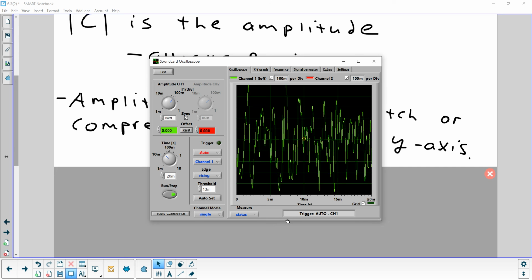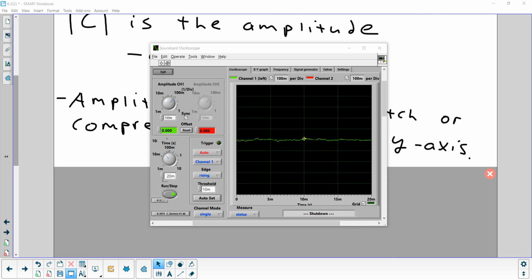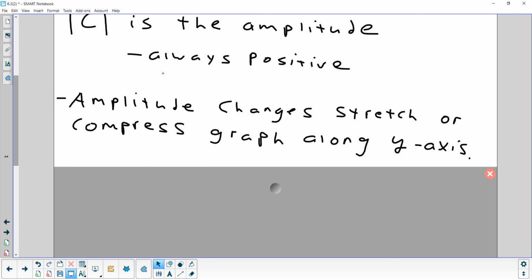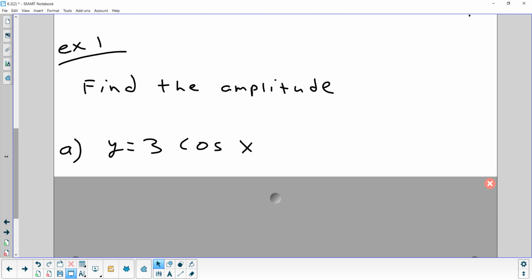But that's the effect of changing the amplitude. If you talk softer, you'll see a wave on the screen that's not going up and down as much. And then if I start to talk louder, you'll see the wave going up and down more, because it's a louder amplitude. All right, so we'll bring that back up when we do the next transformation, which is horizontal stretching and compressing. All right, so let's see if we can find the amplitude of that.